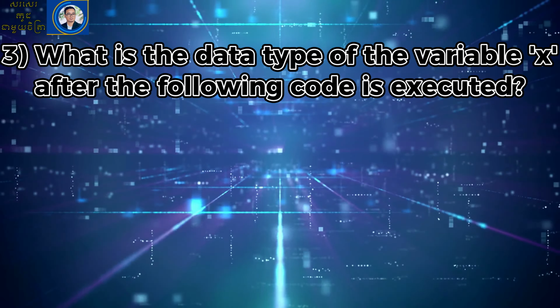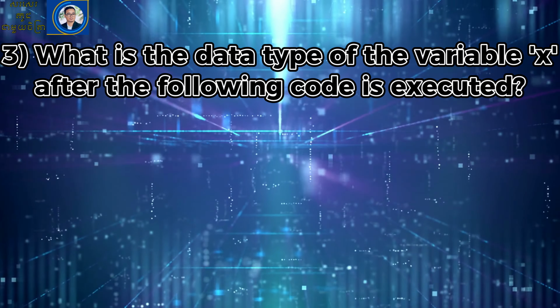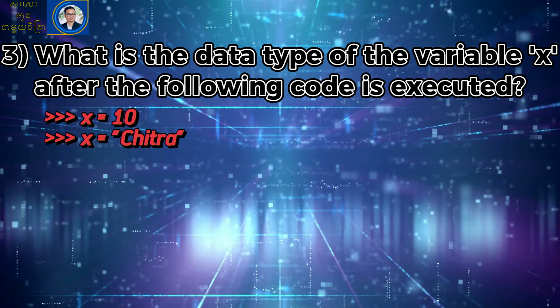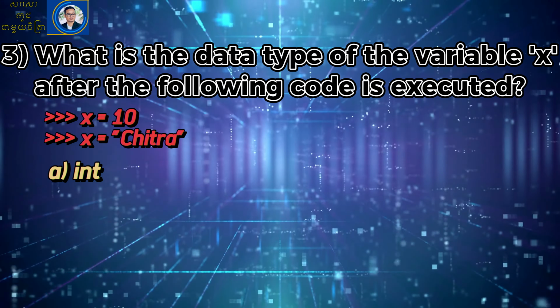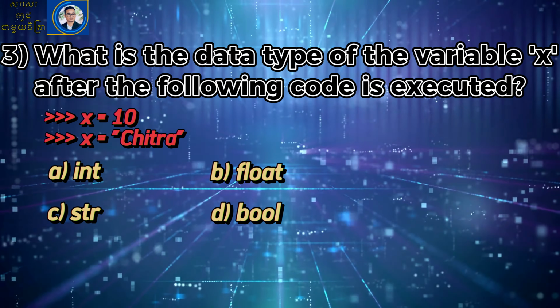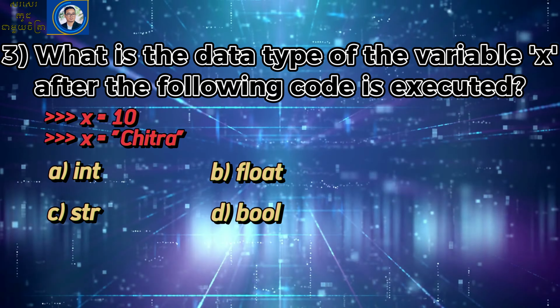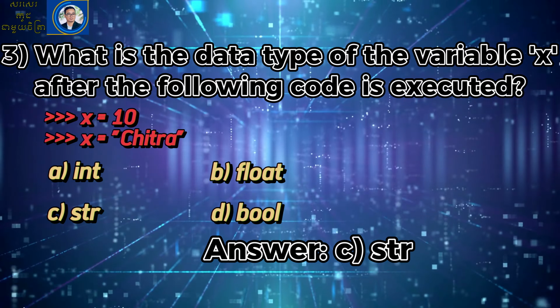3. What is the data type of the variable x after the following code is executed? x = 10, x = "Chitra". A. int. B. float. C. str. D. bool. Answer: C. str.